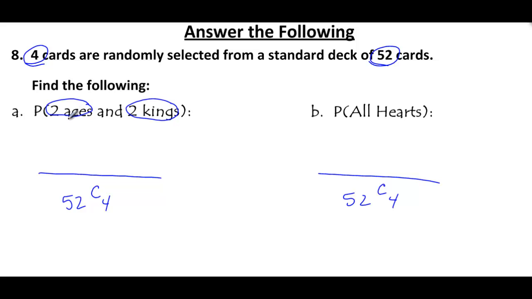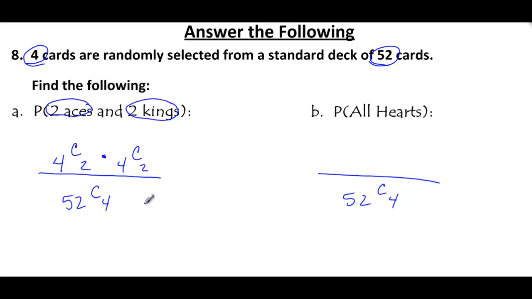So I need to know how many total aces are there in a deck. Well, there are 4, but I only want to choose 2 of them, and I want to choose 2 kings. Well, there are 4 kings in the deck, and I want to choose 2 of them. So this is what I would write out to get my answer. And again, you could type it in. I'm just going to show you the work right now.